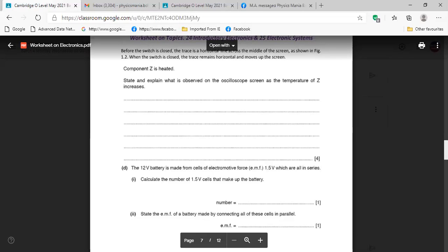Yes. So if it is going more up, that means the voltage reading is more, right? Yes, sir. So you got all 4 points for 4 marks. Yes, sir.